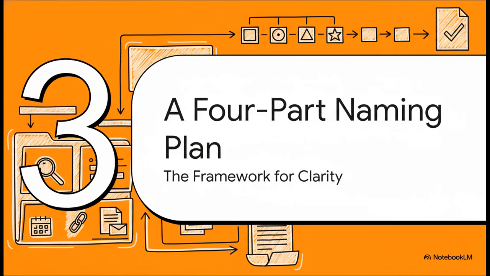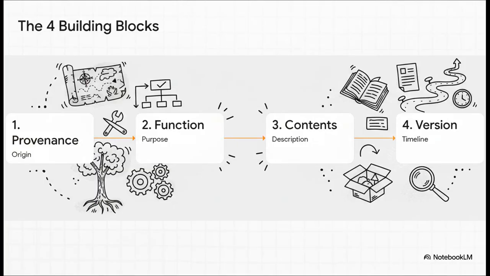So, how do we actually do this? Well, it's not as complicated as you might think. We're going to use a simple, memorable 4-part framework to build consistently clear and informative file names every single time. Here they are, the 4 building blocks. First up, provenance, which is just where the file came from. Second, function, what its purpose is in your workflow. Third, contents, a simple description of what's inside. And fourth, version, which puts the file on a timeline. So that's provenance, function, contents, version. Let's break each of those down.